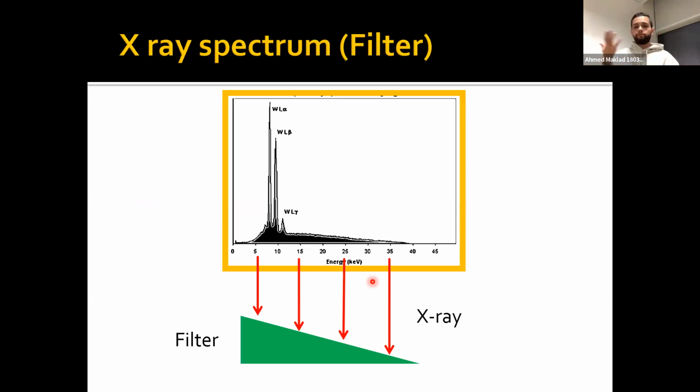All right, filter. What's a filter? A filter is something that you place between the X-ray tube and the patient. So before the X-rays reach the patient, you make them go through a filter. And what does this filter do?